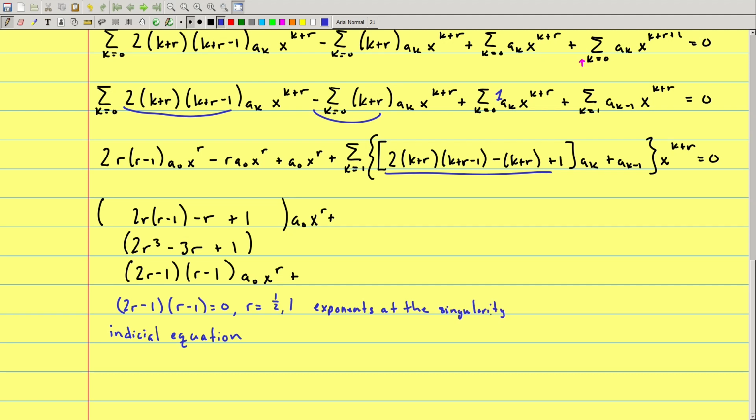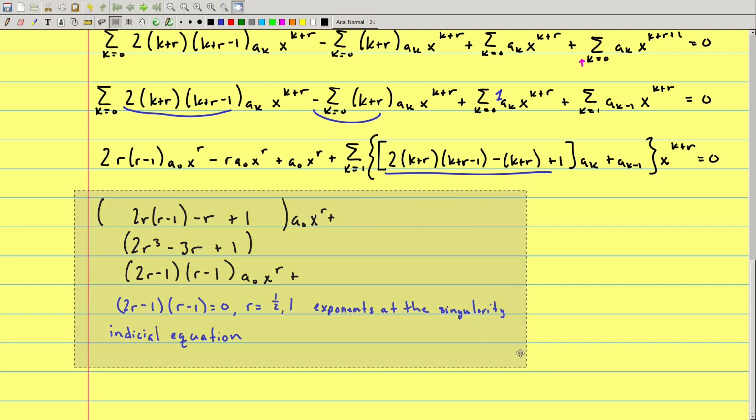The roots that we get for the solution to this equation are known as the exponents at the singularity. And these exponents at the singularity tell us what values of r are valid for the solution to our differential equation. So this part right here, if you look at it and work it out, will give these exponents at the singularity.